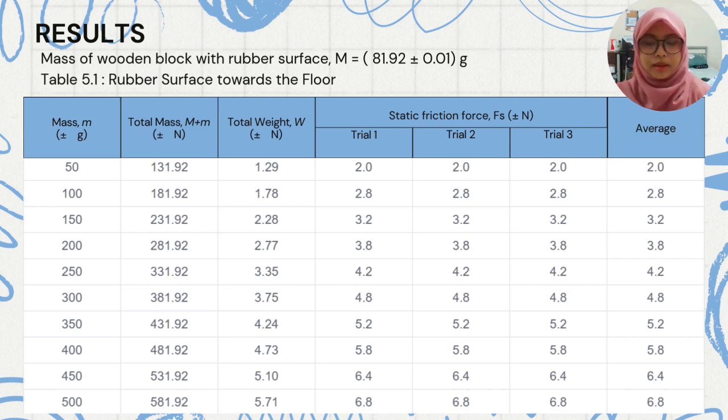Now let's take a look at the results. This is the data and the result that we collected from the experiment. Mass of wooden block with rubber surface M is equal to 81.92 plus minus 0.01 gram.